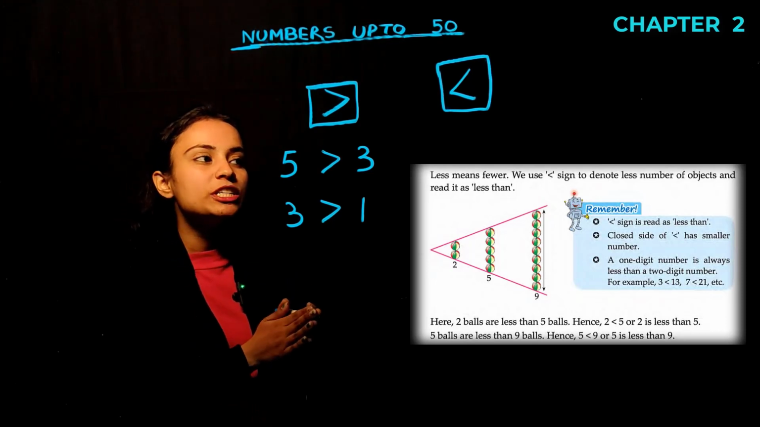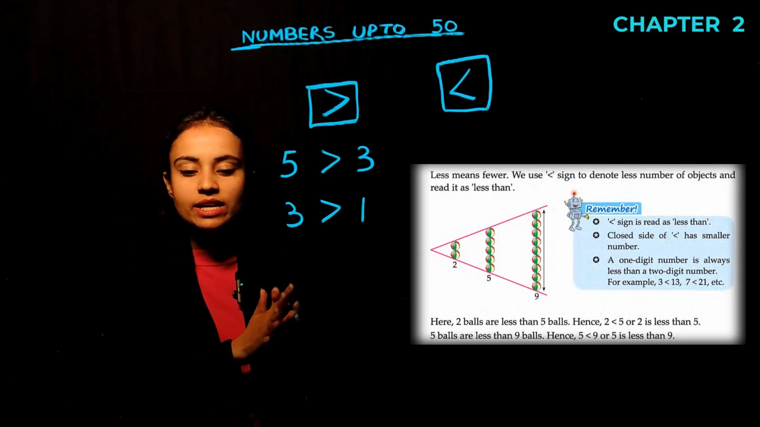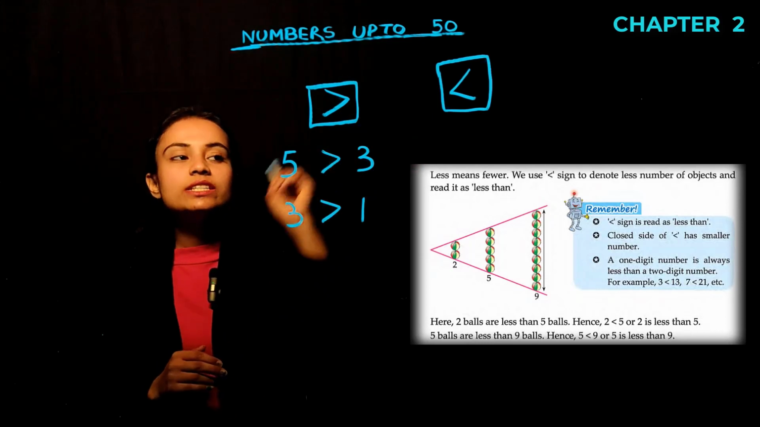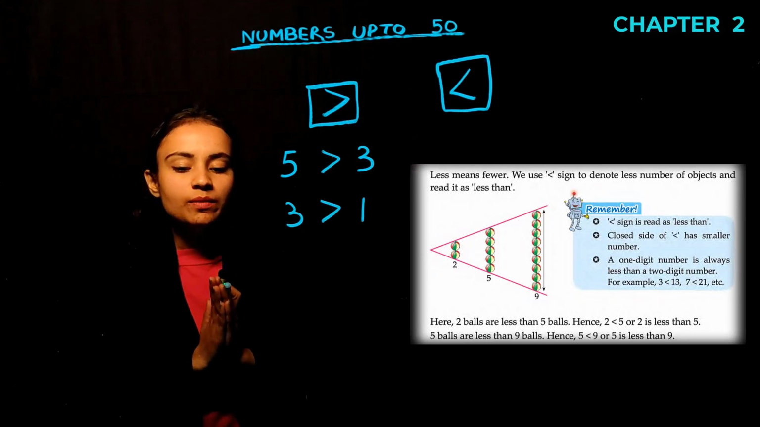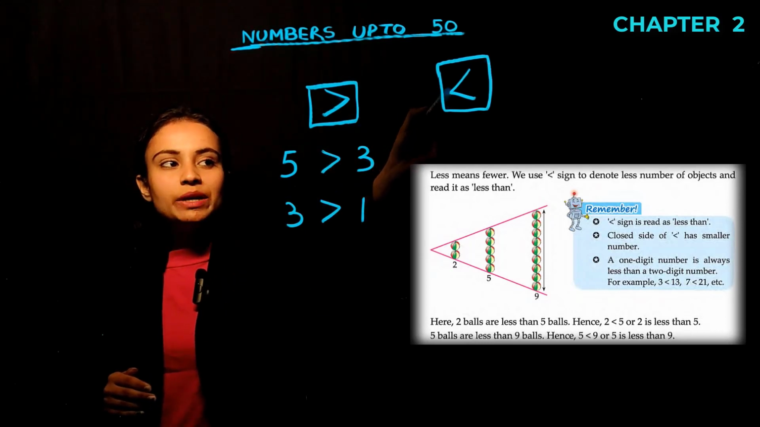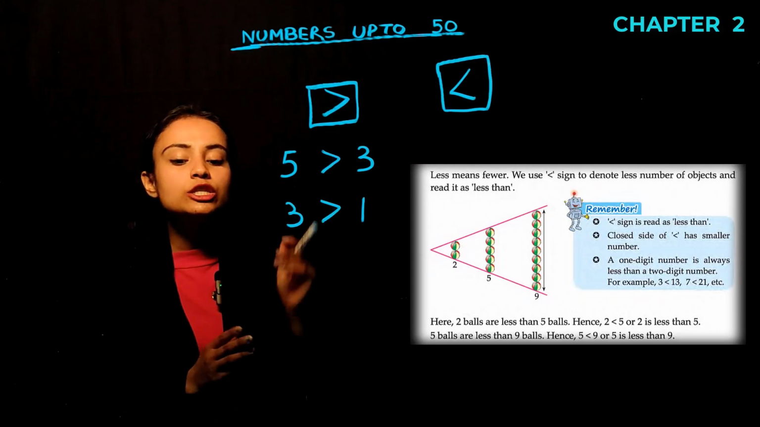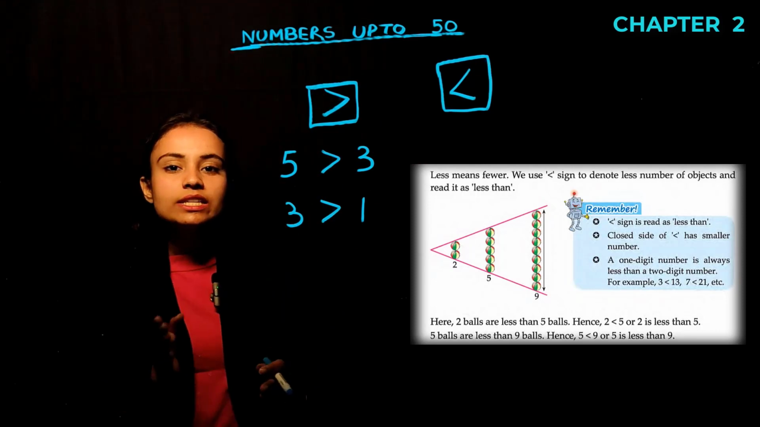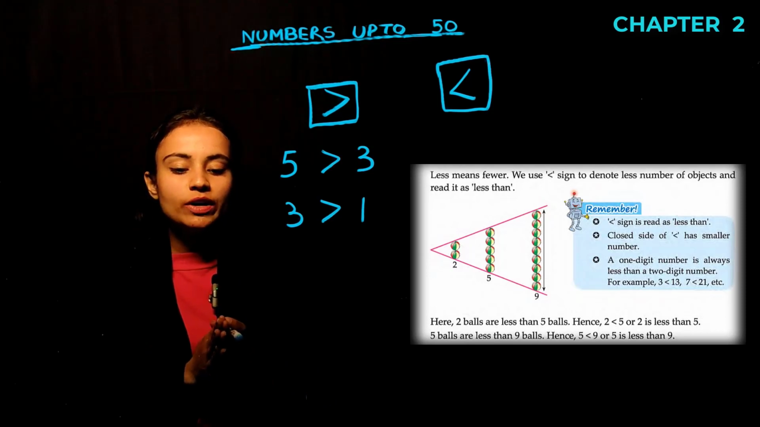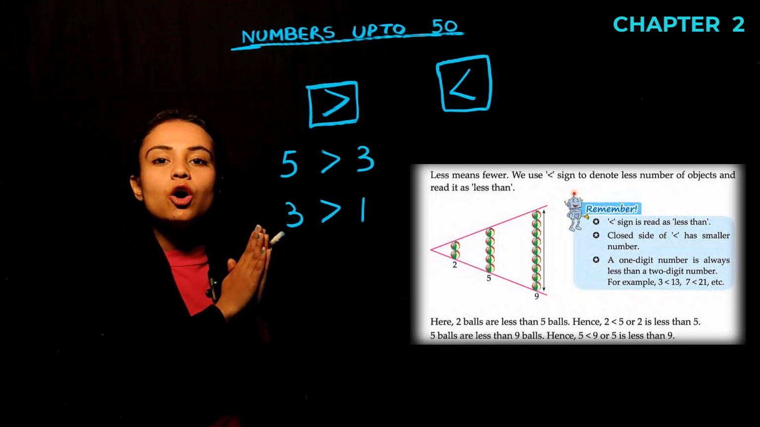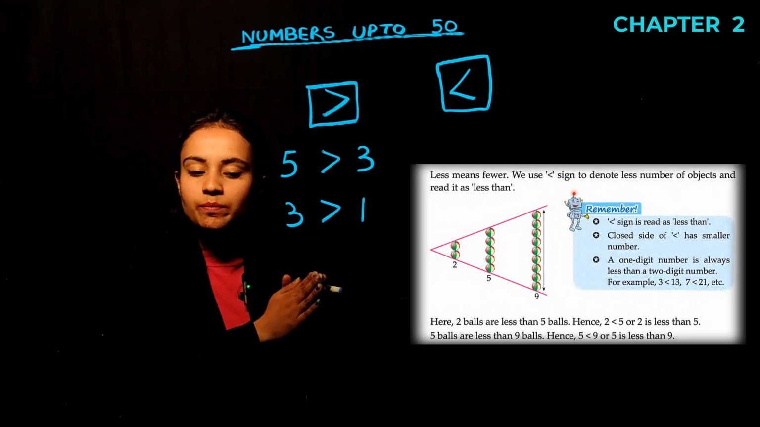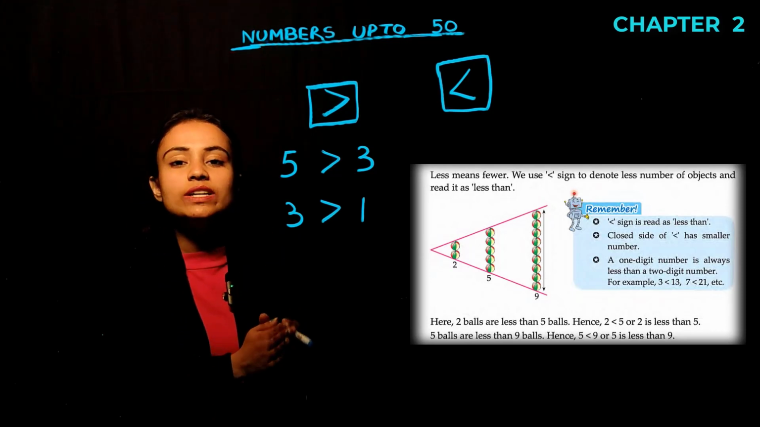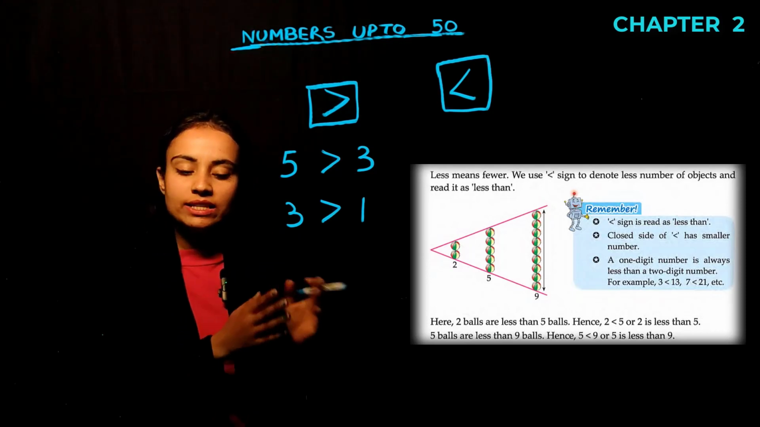Here are some more points to remember. Let's see what it says. This sign is read as less than. Closed side means this side has smaller number. A one-digit number is always less than a two-digit number. For example, 3 is always less than 30 and 7 is always less than 21, etc.